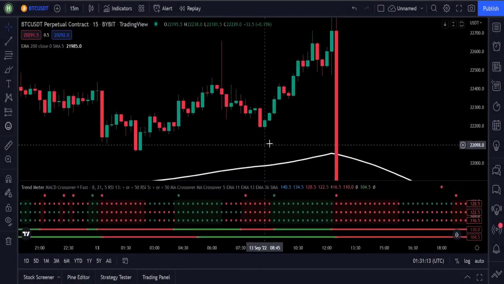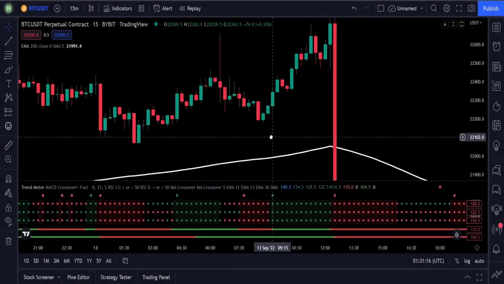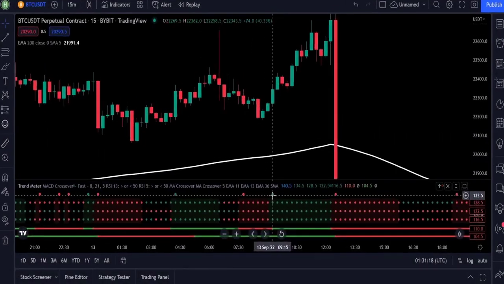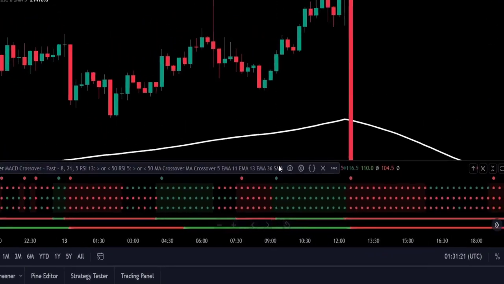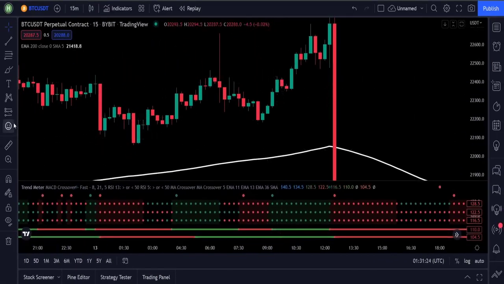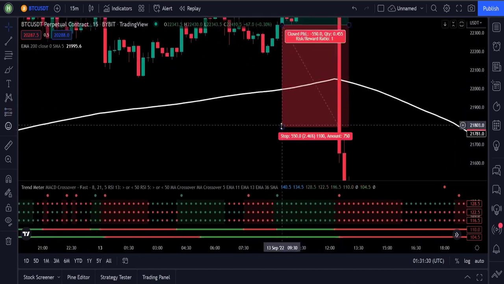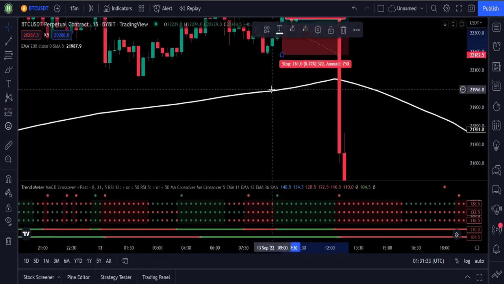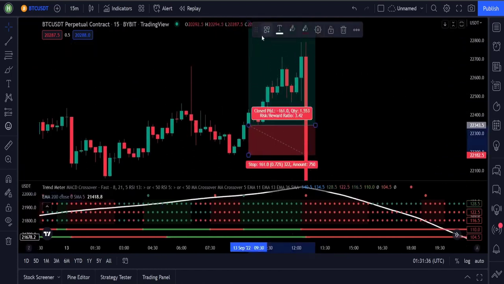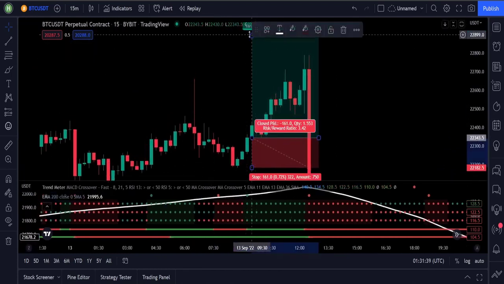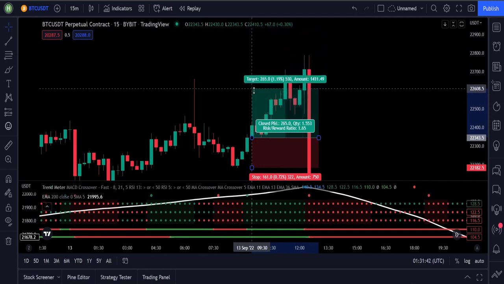Firstly, we'll look at an example for a long trade. Here we can see that all the dots and lines are green over here, and the price action is above the 200 EMA. So this will be a good long trade. We would get in at the next candle and put our stop loss below the recent swing low, keeping our risk to reward ratio 1 to 1.5. And as you can see, this trade will close in profit.